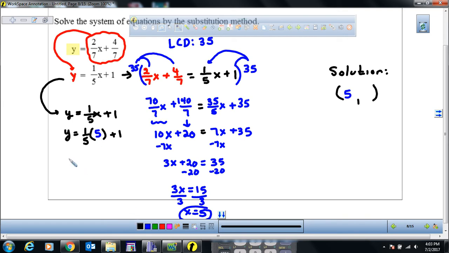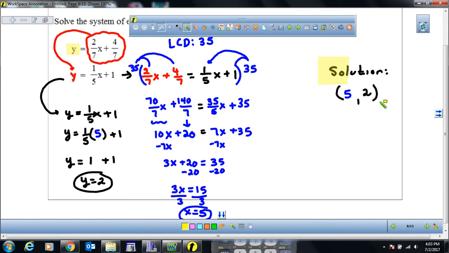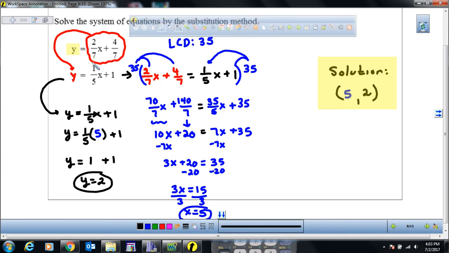So right here, what do we get? 1/5 times 5, it's going to be 5 times 1 is 5, divided by 5 is 1. Plus 1 is going to give me y is equal to 2. So that means that the solution is the point (5, 2). And this is the solution for the system. Remember that you can always check the solution by replacing that (5, 2) back into both original equations and see if that gives you a true statement on both.